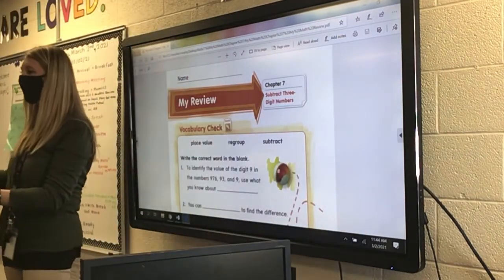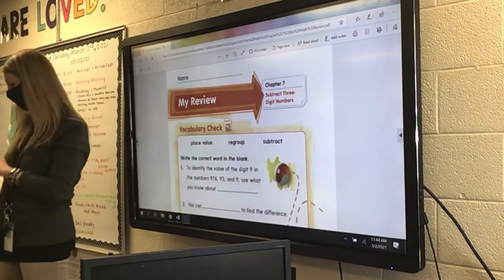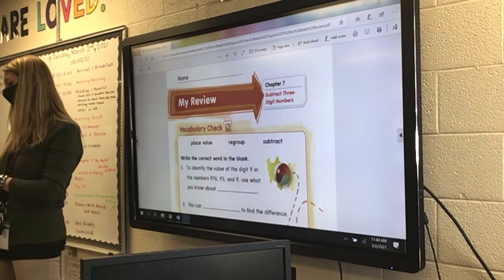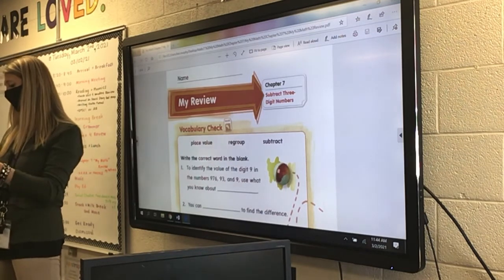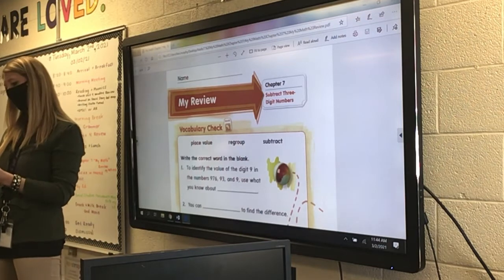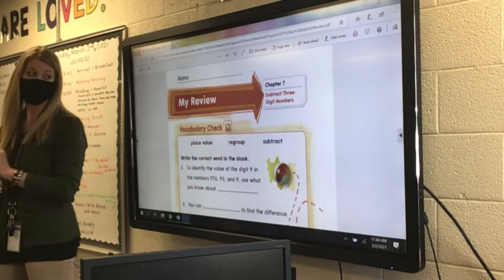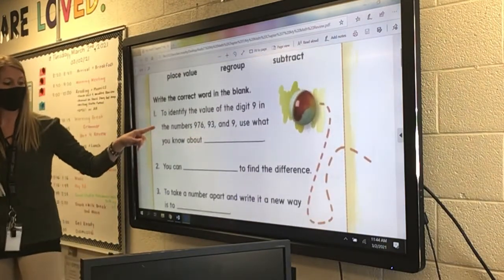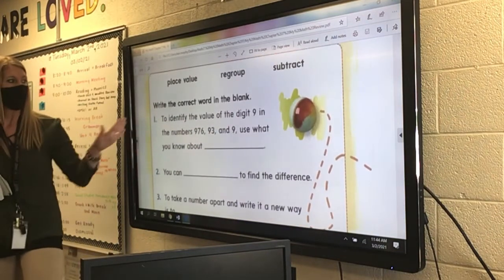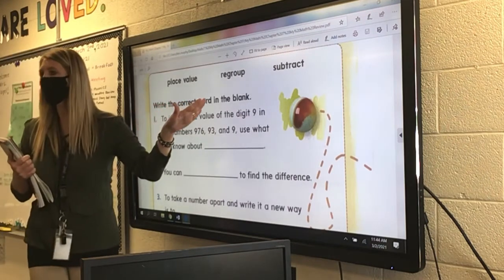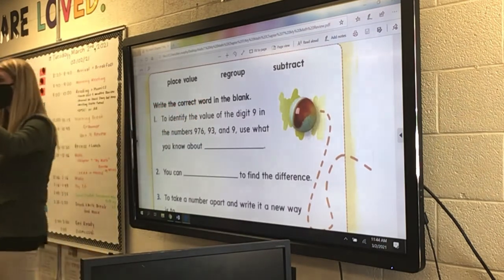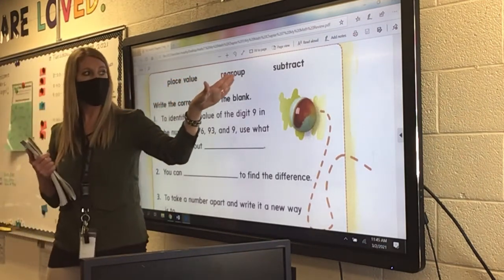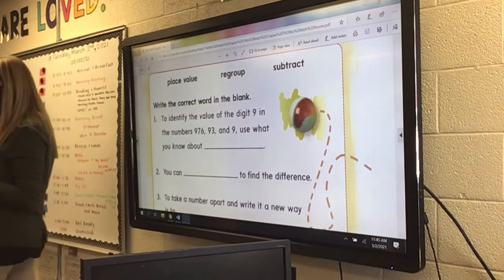Okay, so we are going to do the front and the back of this together. We are going to do the front, and then we're going to do the brain builders together. But then the rest I'll have you do on your own. Okay? So let's do some vocabulary review from this chapter. We are going to write the correct word in the blank. So this chapter, we've worked on place value, we've worked on regrouping, and we've worked on subtracting.